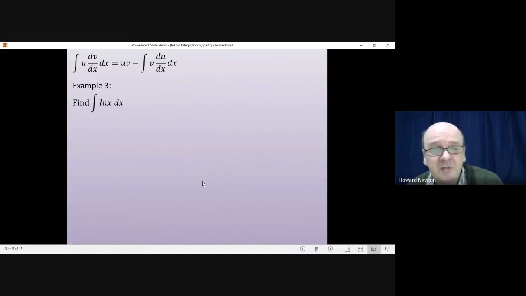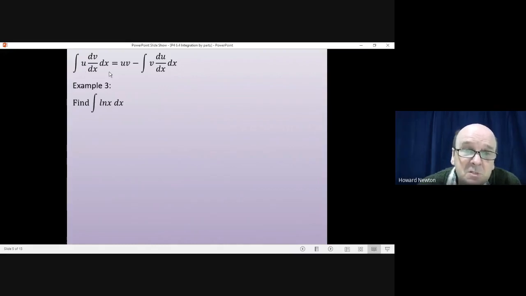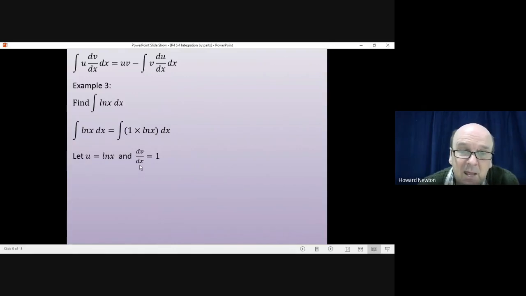Example 3 is a special case, but it is one that you're expected to know. And it uses a neat trick which turns up on a few questions similar to this. It looks like we've only got one function, and integration by parts requires two functions multiplied together. Well, we can change that into two functions multiplied together by saying the integral of log x is the integral of 1 times by log x. And then we choose to let u equal log x and dv by dx equal 1.